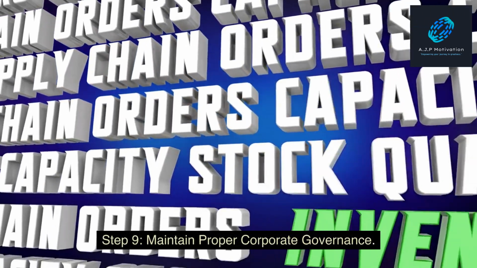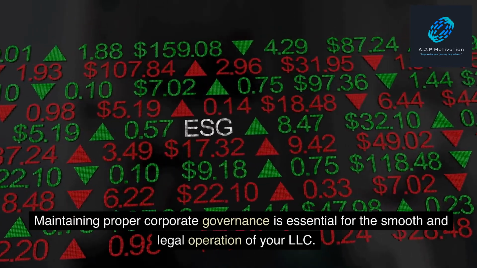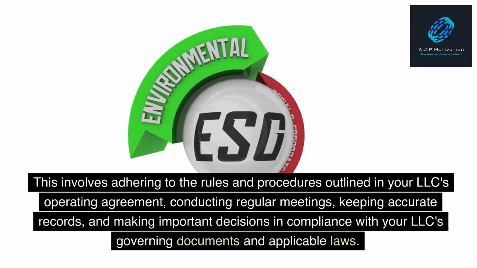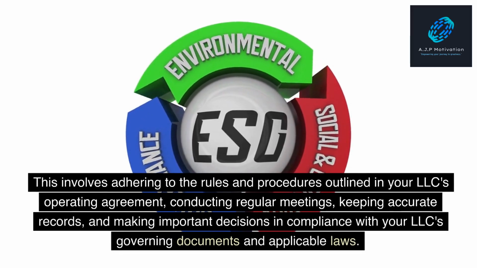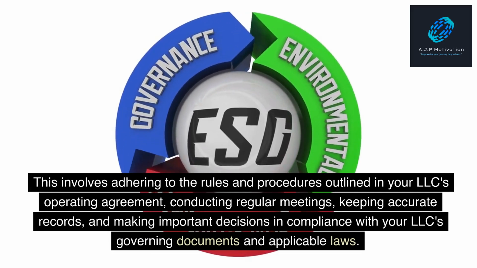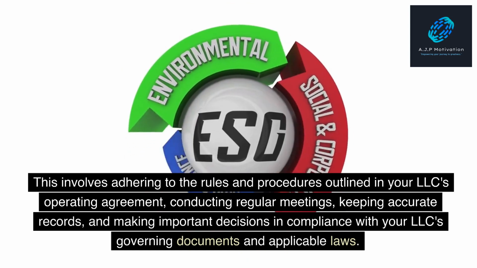Step 9. Maintain proper corporate governance. Maintaining proper corporate governance is essential for the smooth and legal operation of your LLC. This involves adhering to the rules and procedures outlined in your LLC's operating agreement, conducting regular meetings, keeping accurate records, and making important decisions in compliance with your LLC's governing documents and applicable laws.